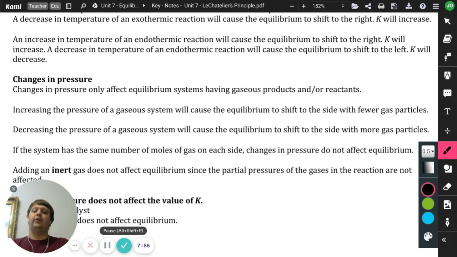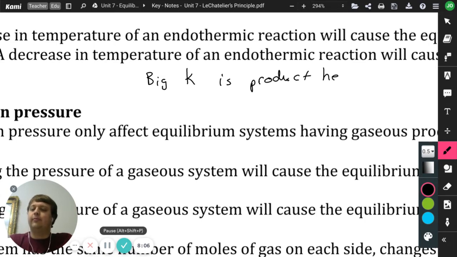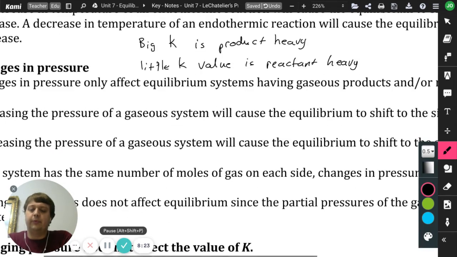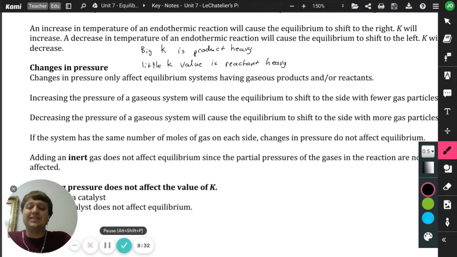One thing I do want to remind you of before we actually go into pressure is that a big K value is product heavy, and a little K value is reactant heavy. All right, so that should help you a little bit with your temperature and seeing how those will affect your K values. All right, next one, changes in pressure.